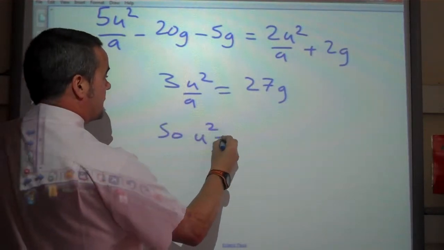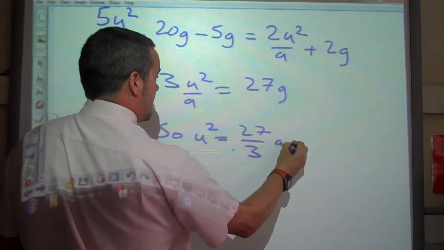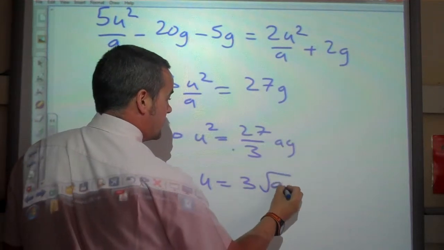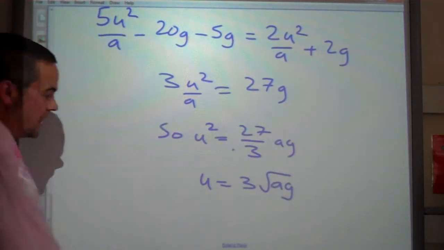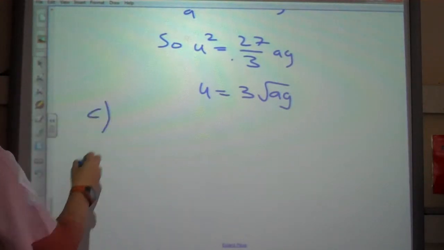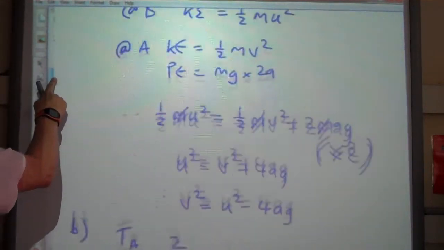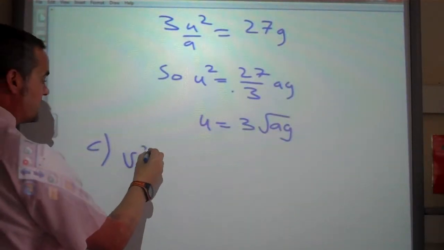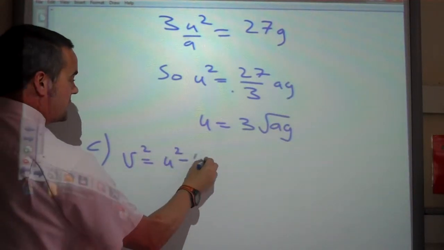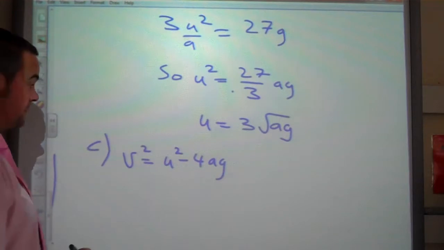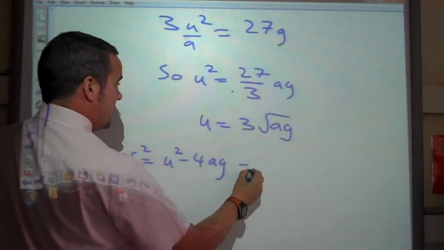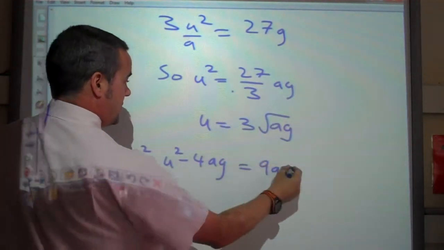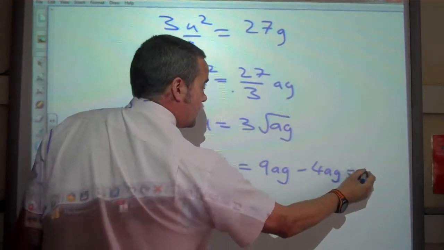So u squared is 27 over 3 ag, which is 9ag. Therefore u, the square root of 9 is 3, so u is 3 root ag. Okay. The next bit, C, is to find the ratio u to v. So I know what u is, and I know that v squared equals u squared minus 4ag from earlier on. So I know u squared is 9ag, and I'm just substituting in there, minus 4ag, which is 5ag.